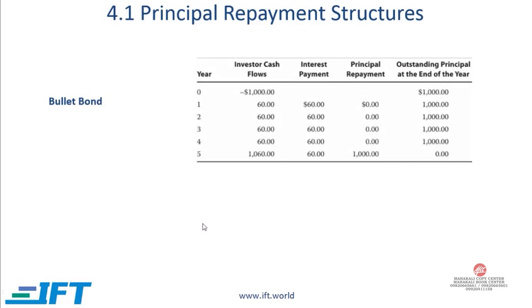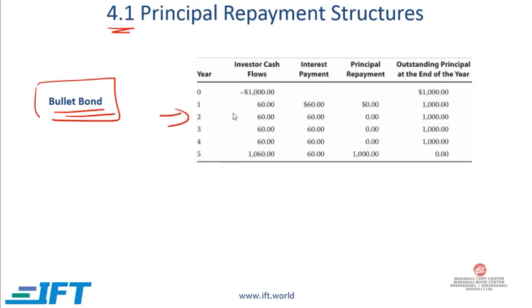What we are going to talk about now is principal repayment structures. This is section 4.1. In section 4.2, we will talk about coupon payment structures. Broadly speaking, principal can be returned to investors in different ways. The simplest way is a bullet payment. When this happens, we have a bullet bond. So the plain vanilla bond we just talked about has a bullet payment at the end.